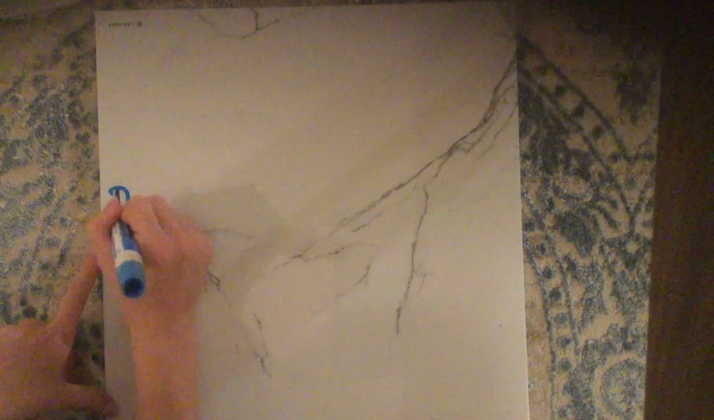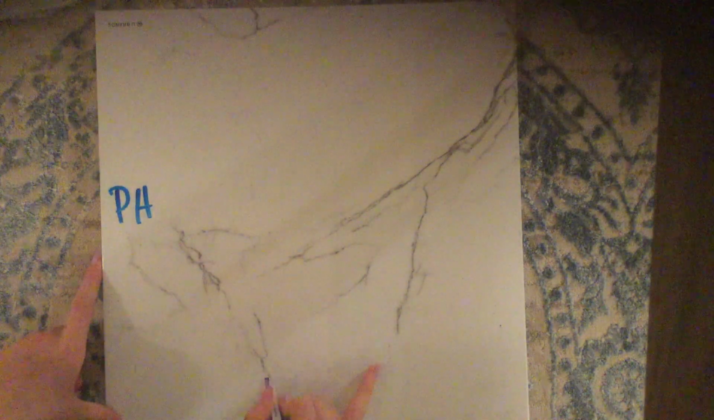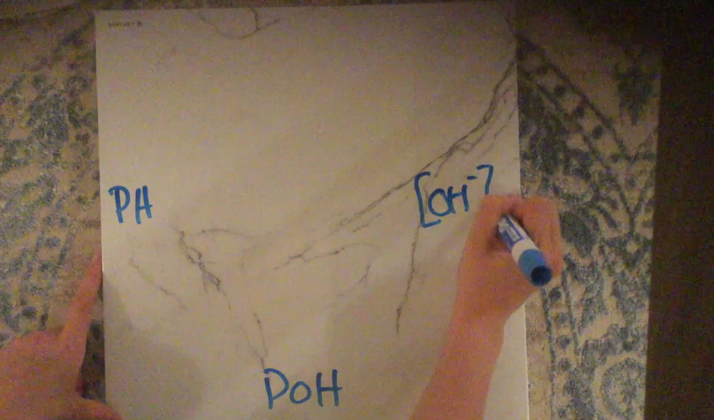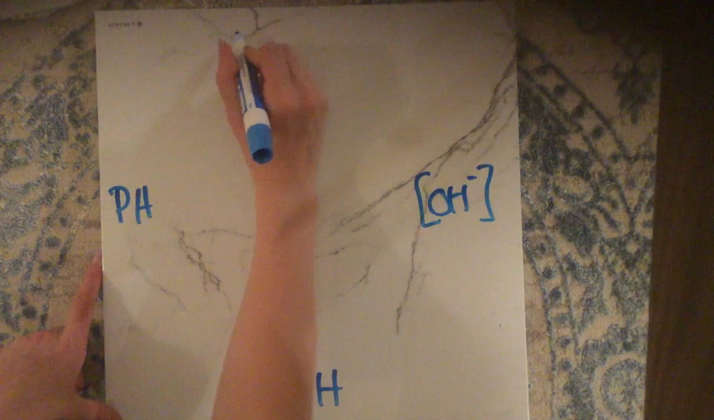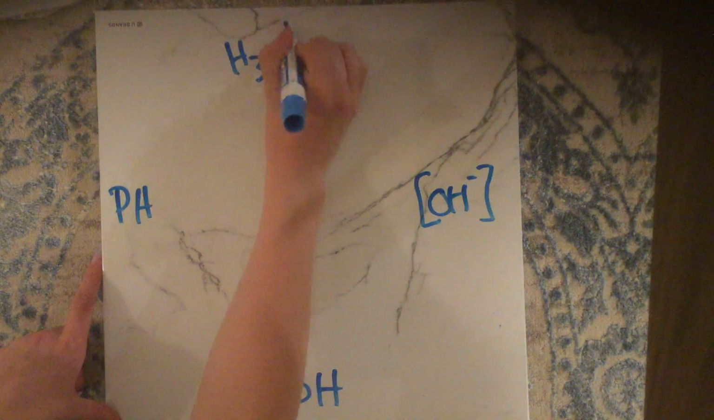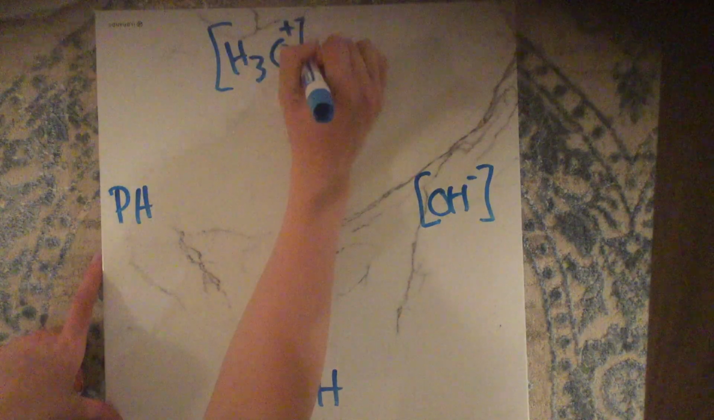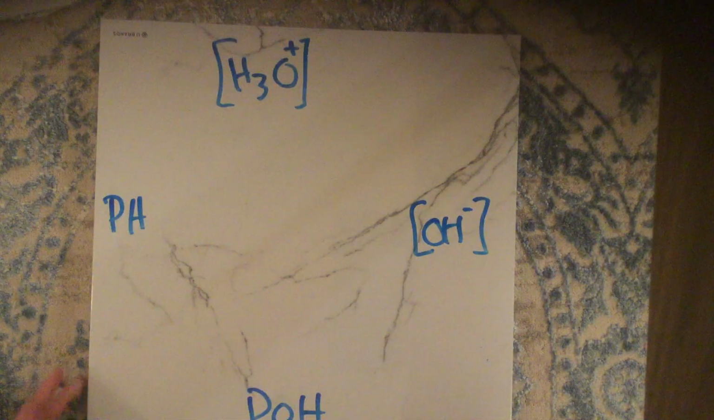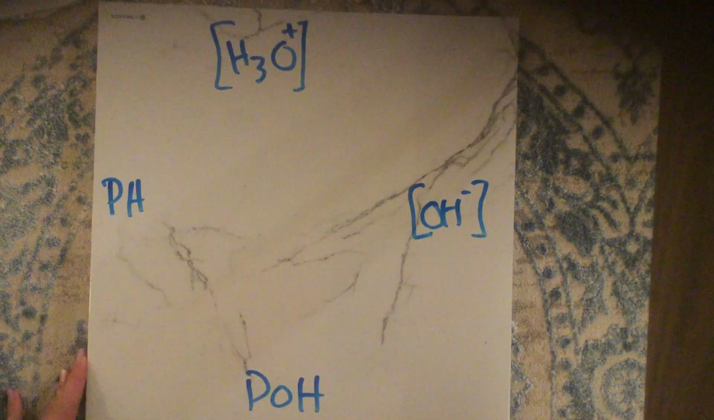So first I'm going to draw pH, pOH, OH, and H3O, which is our hydronium. You can see that. Okay.